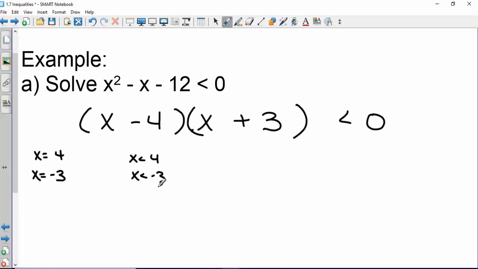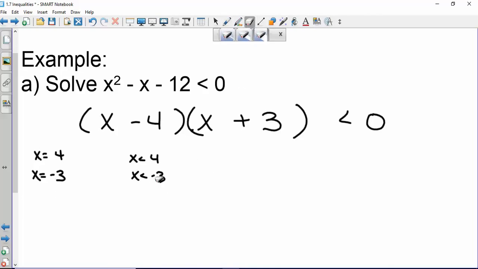If I put that in, I would have -10 times -3, which is +30. Is that less than 0? No. So if both of those things are true, you have two negative numbers, it becomes positive and it's no longer smaller than 0. So there are a couple ways to do this.